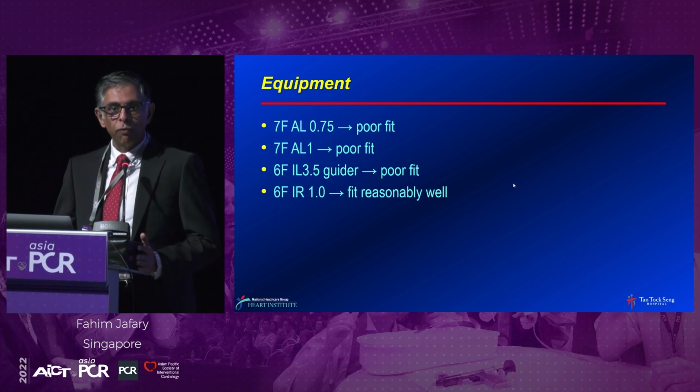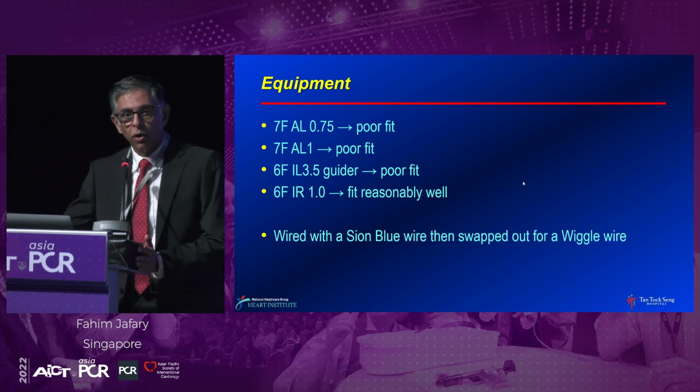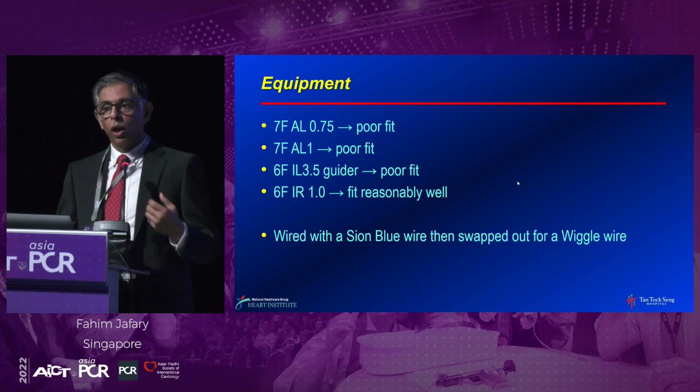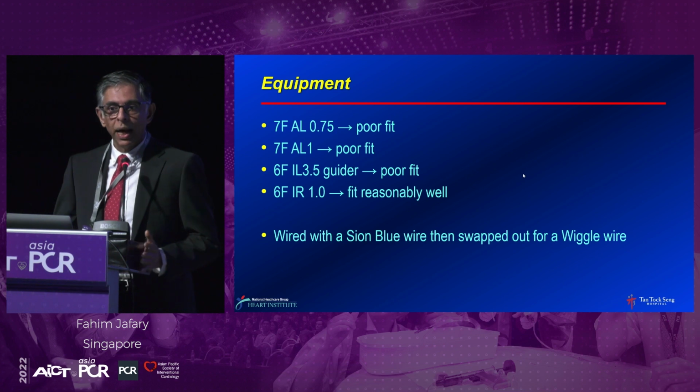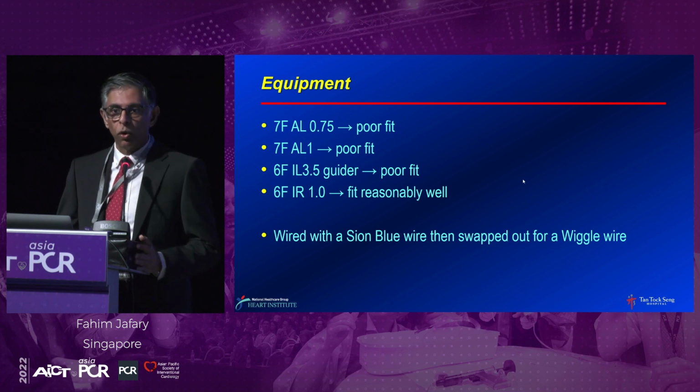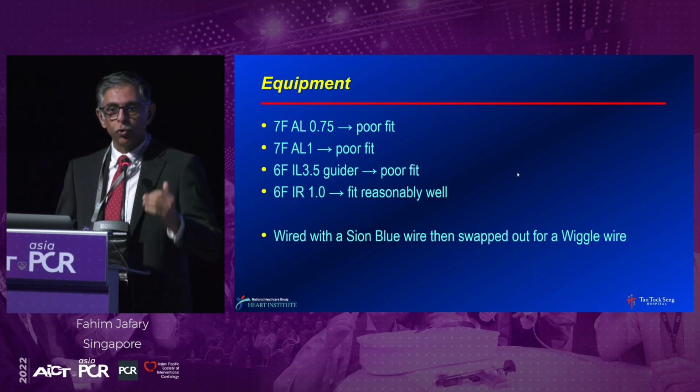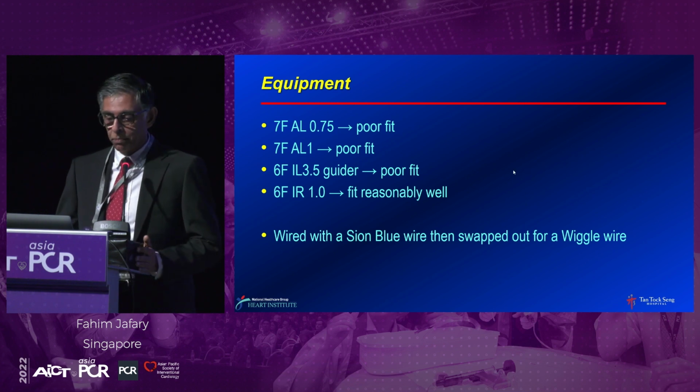And what I did up front was I wired it with a workhorse wire. And this is something we do a lot in our practice. We swapped it out for a wiggle wire, which I'll show you in a little while how that's useful. It gives us more support and allows you to get the device to track down the vessel much better than a regular conventional wire.